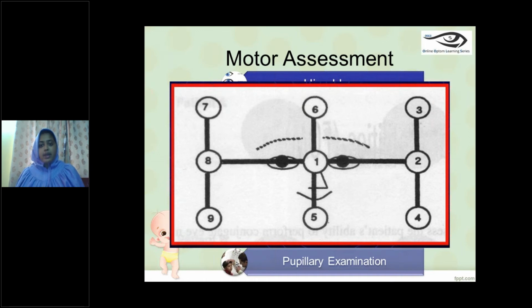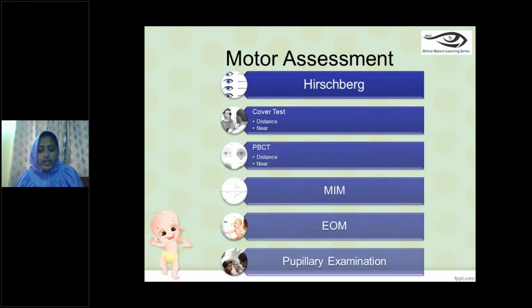So for kids, for babies or very small kids, it is not possible that we tell them to follow the broad H test every time. So we can use the doll's eye phenomena, where the eye moves against the head movement. So we can use the doll's eye phenomena to check the integrity of the extraocular muscles in smaller kids.